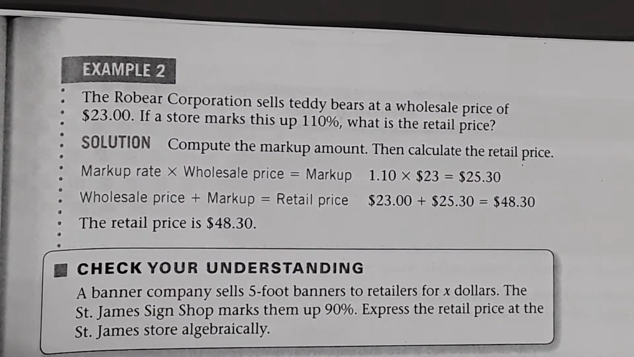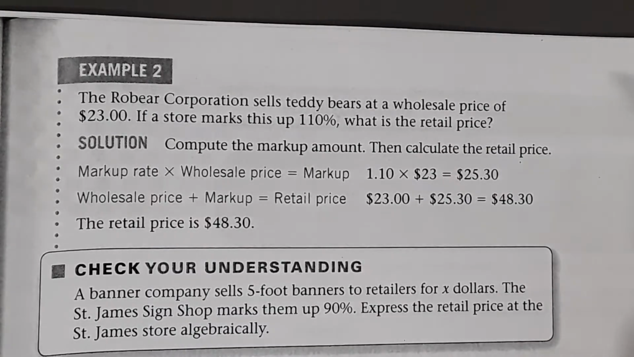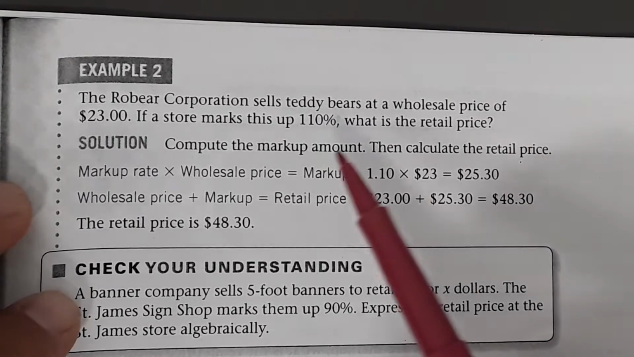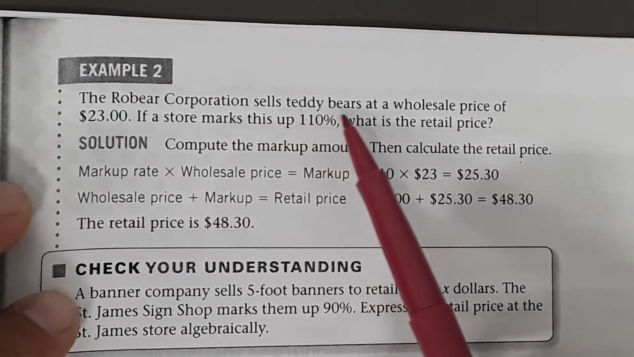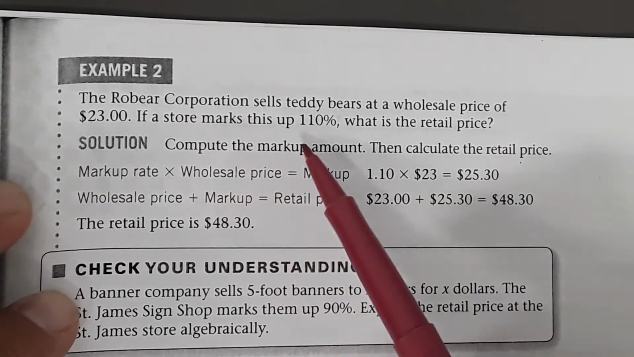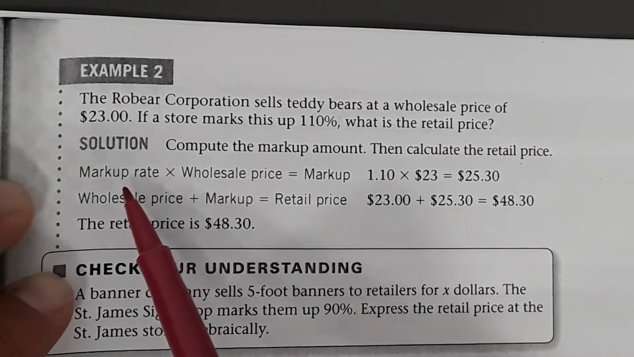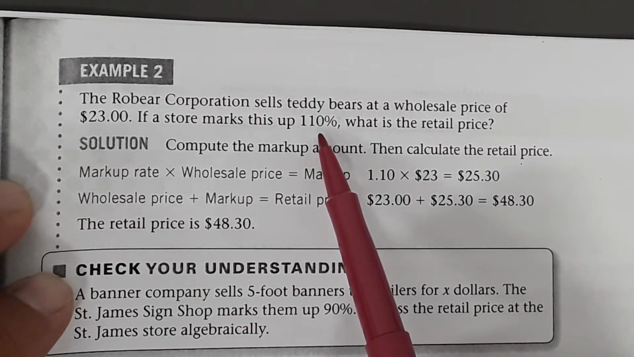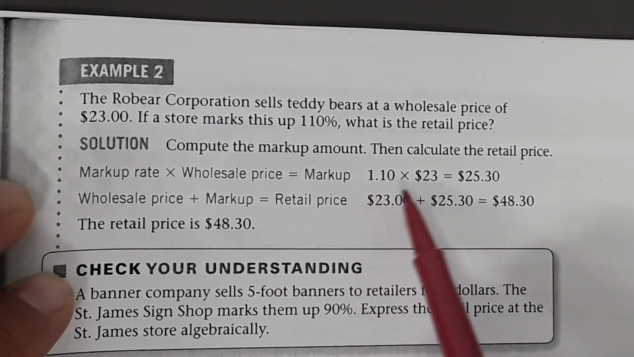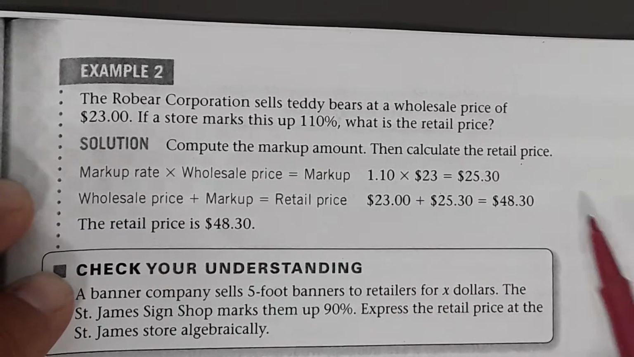The Robert Corporation sells teddy bears at a wholesale price of $23. If a store marks this up 110%, what is the retail price? So the Robert Corporation sells teddy bears wholesale to the stores, $23. The store marks this up 110%. What is the retail price? So you're going to take the markup rate, which is 110%, but you've got to convert that to a decimal number. So we're going to move the decimal place 2 places. 1.10 times the wholesale price, which was $23, and that gave you $25.30.